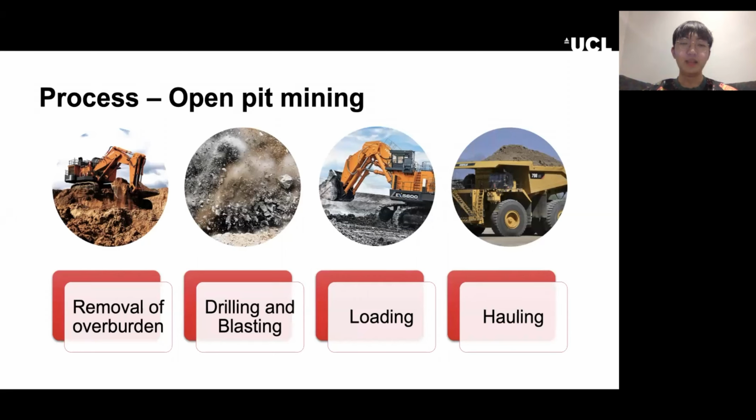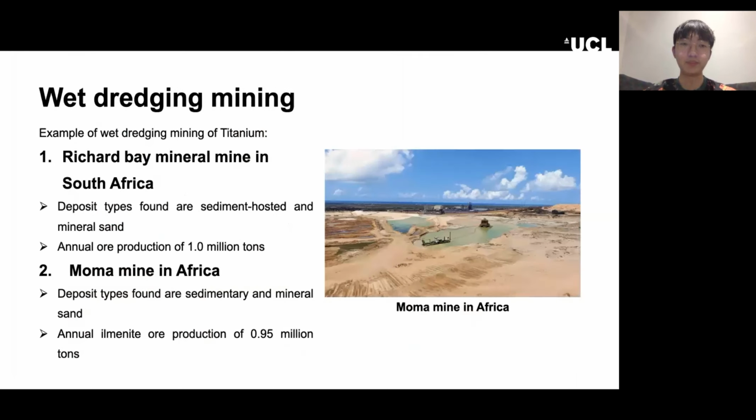In open pit mining, the overburden above the deposit is first removed by bulldozer and transported away from the deposit site. The drilling and blasting process is then carried out to fracture the rock that contains the deposit into loadable size. The deposit ore is then loaded onto trucks by hydraulic shovel and transported to the downstream processing site.